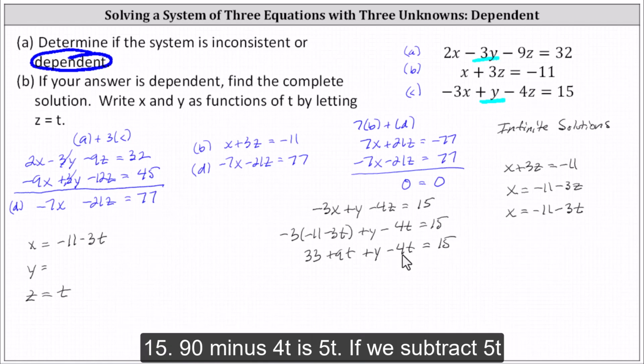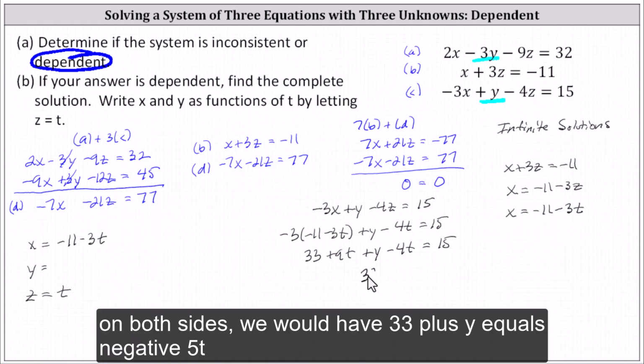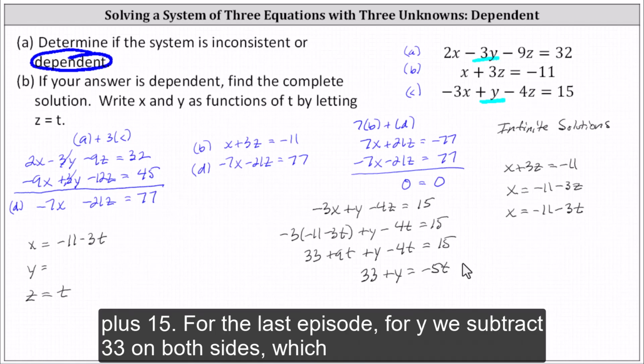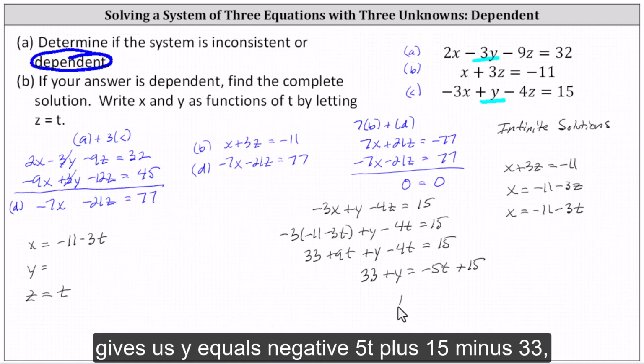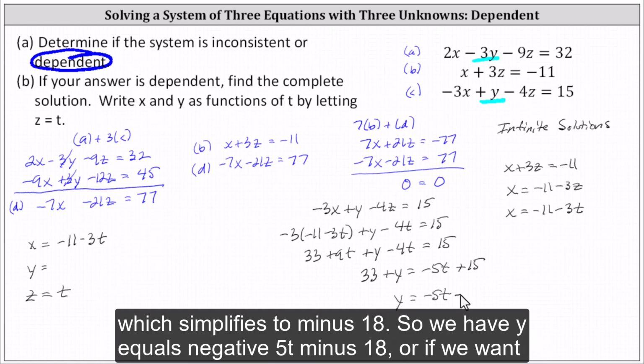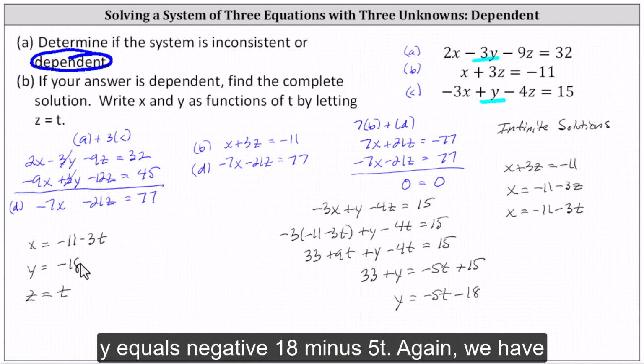9t minus 4t is 5t. If we subtract 5t on both sides, we would have 33 plus y equals negative 5t plus 15. For the last step to solve for y, we subtract 33 on both sides, which gives us y equals negative 5t plus 15 minus 33, which simplifies to minus 18. So we have y equals negative 5t minus 18, or if we want, y equals negative 18 minus 5t.